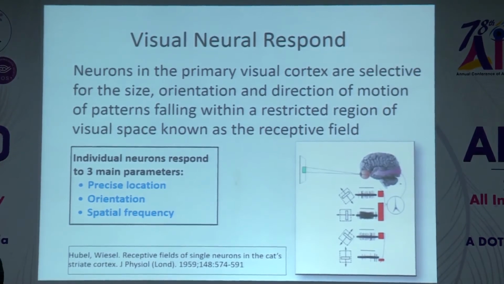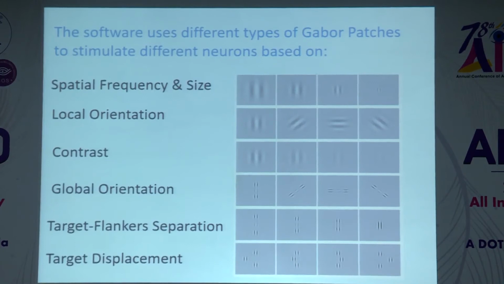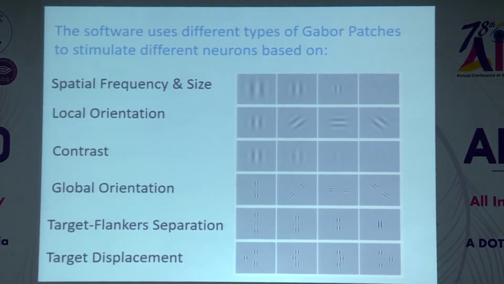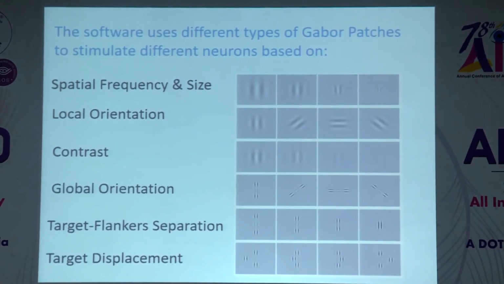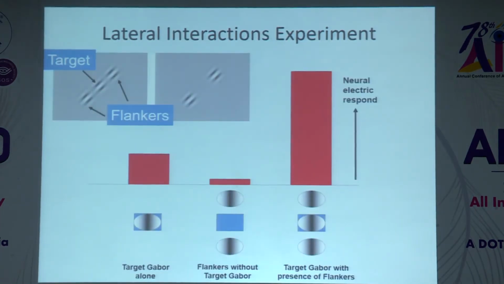The neurons in the primary visual cortex are selective for the size, orientation, and direction of motion of patterns falling within the restricted region of visual space known as the receptive field, and each individual neuron responds to a precise location, orientation, and spatial frequency. This software uses different types of Gabor Patches to stimulate different neurons based on their spatial frequency, orientation, contrast, target flankers, and displacement. To characterize an image, visual processing involves cooperative activity of many neurons, and that is lateral interactions. So this is what they make use of.